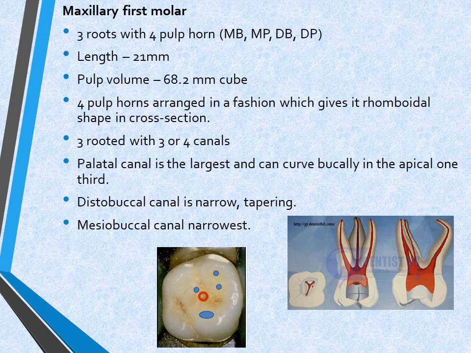Coming to the maxillary first molar, I'm sure you're all aware, there are three roots with four pulp horns: the mesiobuccal, the distobuccal, the mesiopalatal and the distopalatal, conforming to the cusps of the tooth. But please keep in mind, these are the pulp horns, not the root canals. The root canals, of course, you have three or four: the mesiobuccal, the distobuccal and the palatal. The mesiobuccal you can have one or two, that means you can have the mesiobuccal 1 and the mesiobuccal 2 as well. The palatal, of course, is the largest, and the mesiobuccal is the narrowest. So generally when you are doing the access opening, the first canal which you are most probably going to find is going to be the palatal.